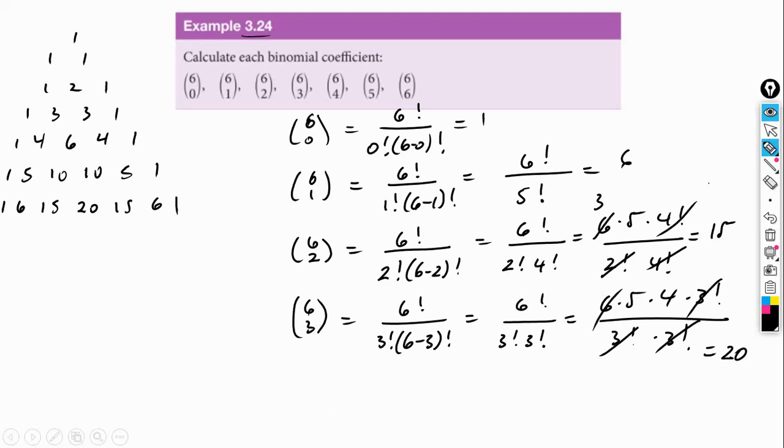And then if we continue the process, let's say with 6 and 4, for that one, if you do it manually, you should get 15. For 6 and 5, if you do the math, you're going to get 6. And then if you do 6 and 6, you're going to get 1.